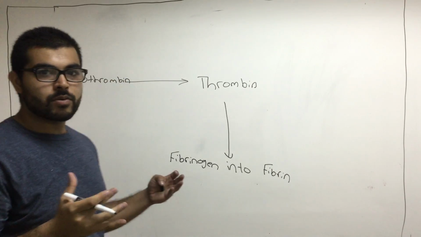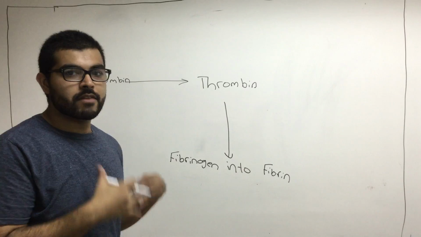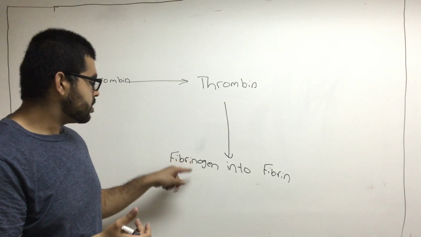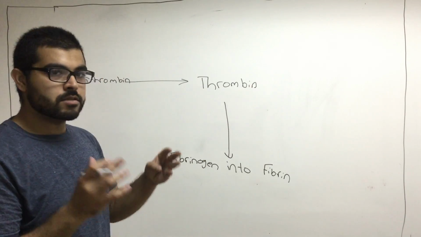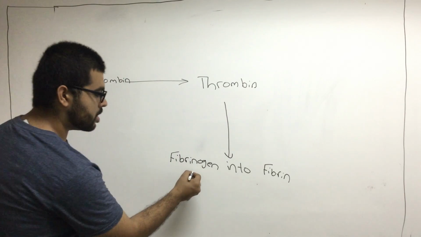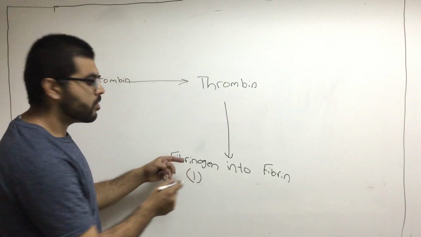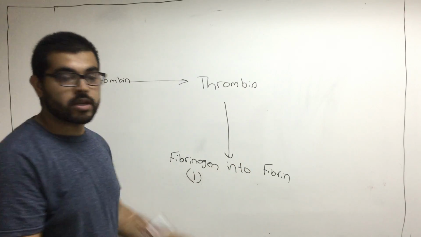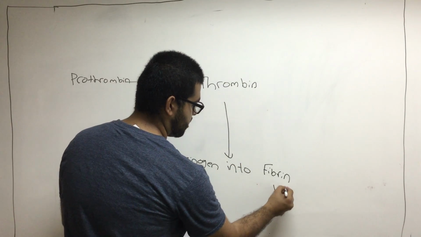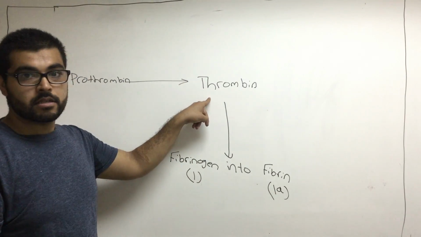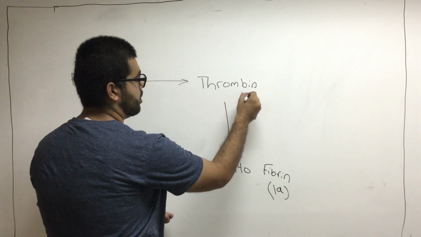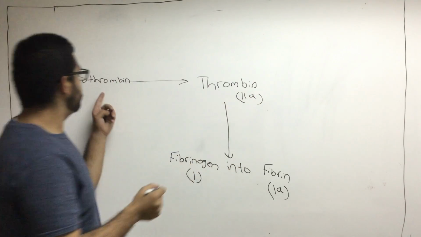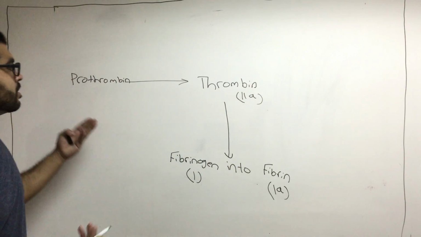So you see how this is going? We need components to activate other components. Our end goal is to convert fibrinogen into fibrin, but for that we need thrombin. And let's just make everything easier. Fibrinogen is factor 1. Fibrin is factor 1A. Thrombin is factor 2A. It's the activated form. And prothrombin is just factor 2.